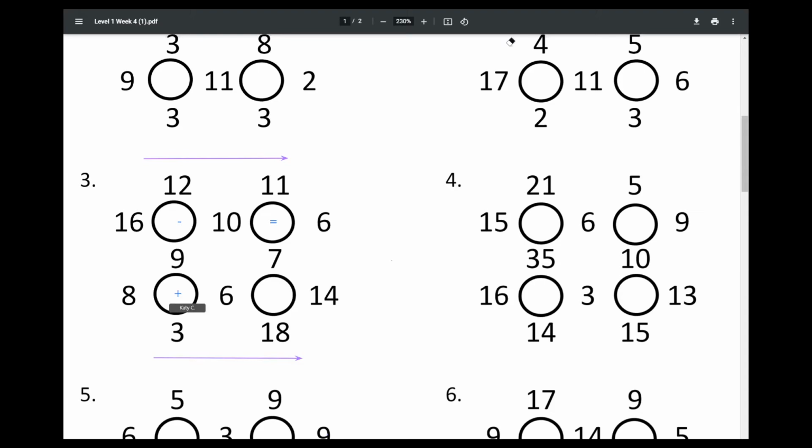Wait, Katie, I have a question. Going this way, it says 12 minus 9 plus 3. We don't have an equal sign. What should we do? Oh, you're right. So what should we do here? Do we have to start all over? I think we have to start all over. Does anybody have any suggestions on what we should do?